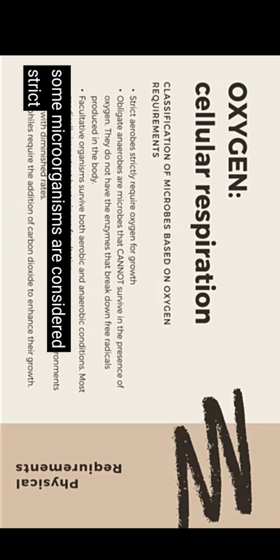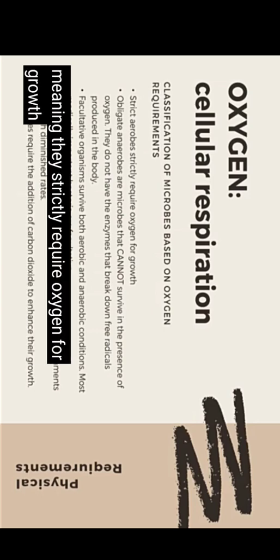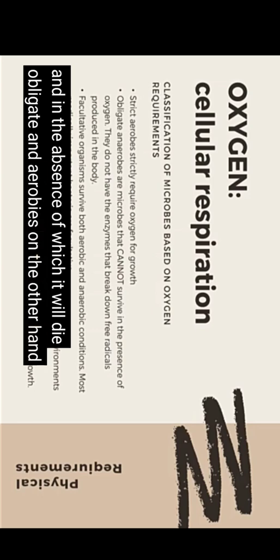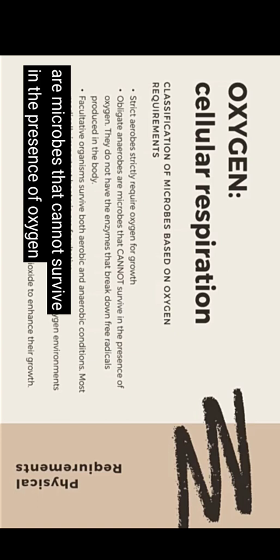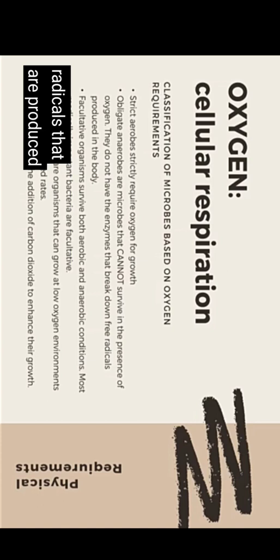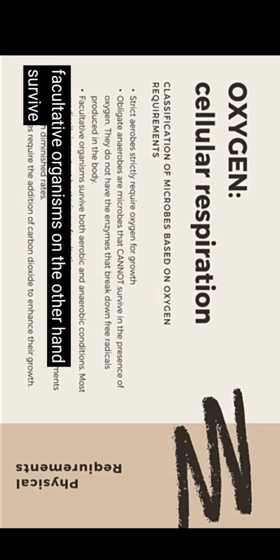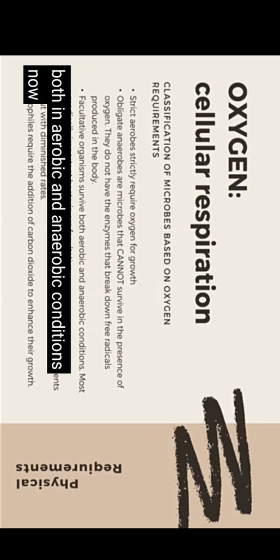Some microorganisms are considered strict aerobes, meaning they strictly require oxygen for growth, and in its absence they will die. Obligate anaerobes, on the other hand, are microbes that cannot survive in the presence of oxygen. They do not have the enzymes that break down free radicals that are produced in the body. Facultative organisms, on the other hand, survive both in aerobic and anaerobic conditions.